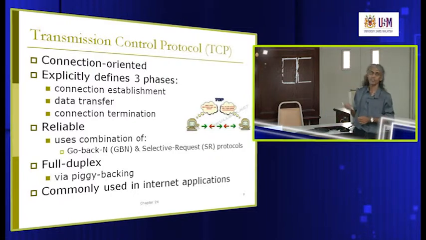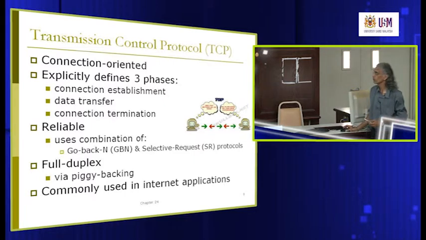So there are various steps involved, which all these things don't happen in UDP. So this is connection oriented. It defines three phases of connection using TCP: connection establishment, as mentioned earlier, data transfer, and then the termination itself. So it goes in three stages. TCP is reliable compared to UDP, and it uses a combination of Go-Back-N and Selective Repeat protocols. We've seen the example last week, how they handle acknowledgements, how they handle sequence numbers and all these things. So this is what is being used.